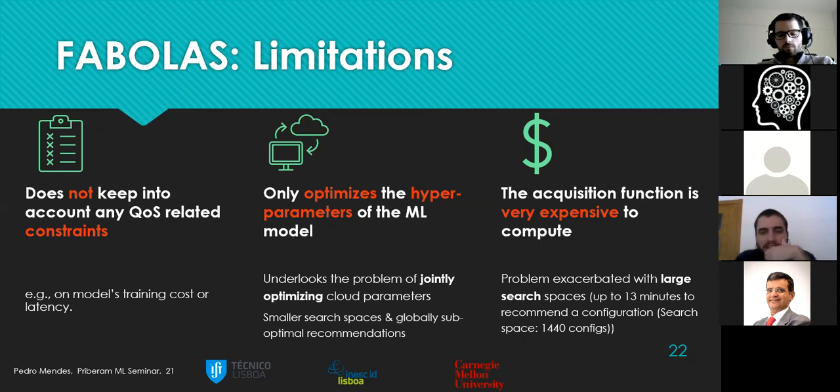And the acquisition function used in Fabolas is very expensive to compute. It's a problem of all the acquisition functions based on entropy search. And this problem is exacerbated when we have large search spaces, as is the case here.